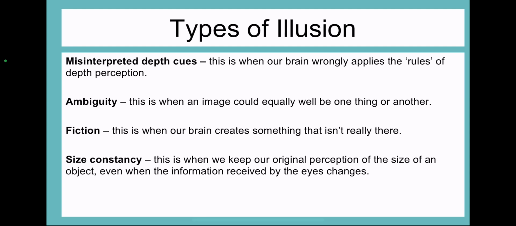So those are your 4 types of illusion: misinterpreted depth cues, ambiguity, fiction, and size constancy. So you could get exam questions asking you for one of those. So make sure you know those 4 things. And the next thing you need to know are some specific illusions.